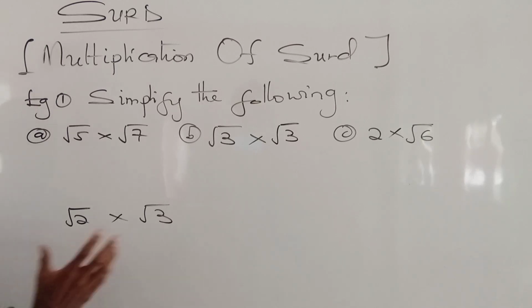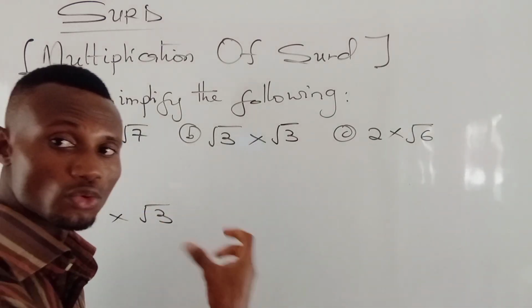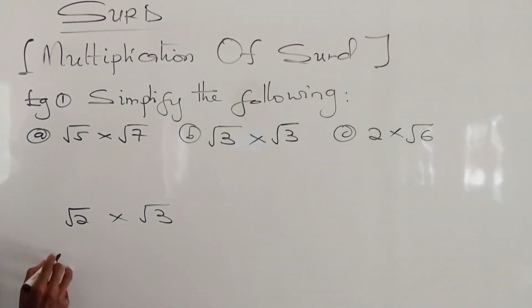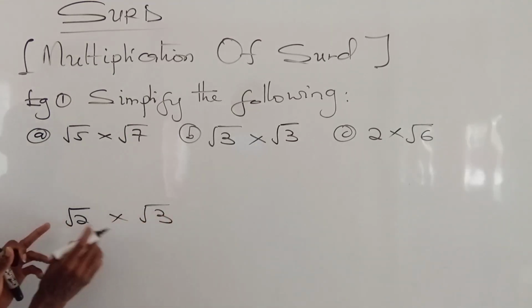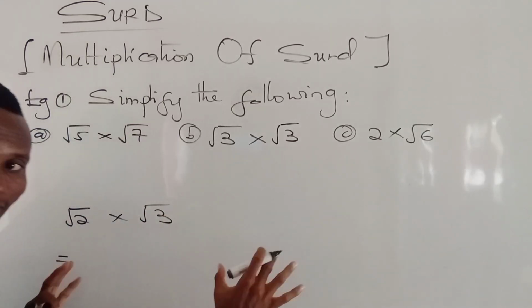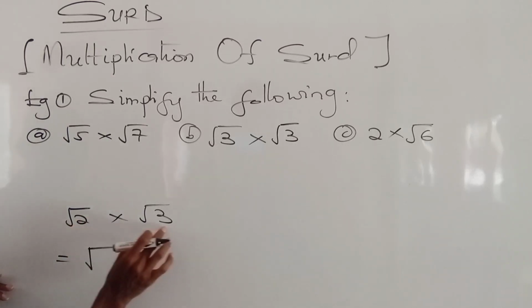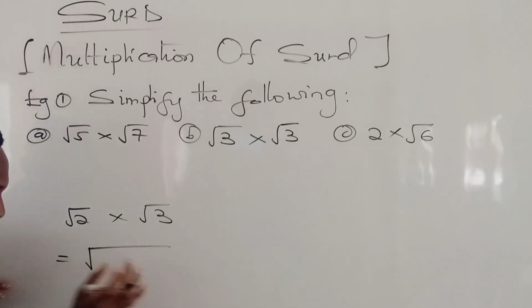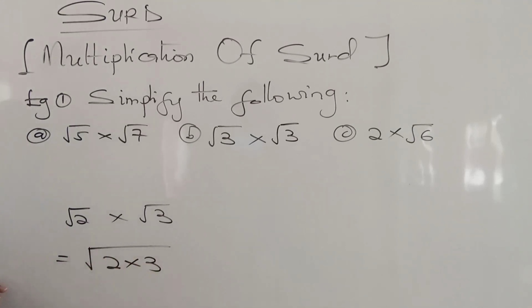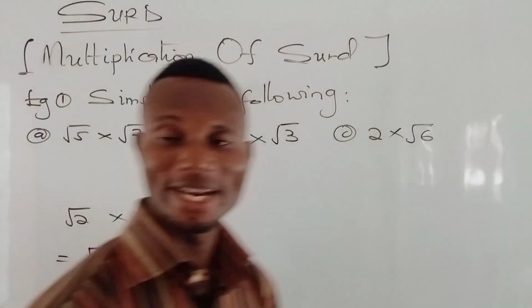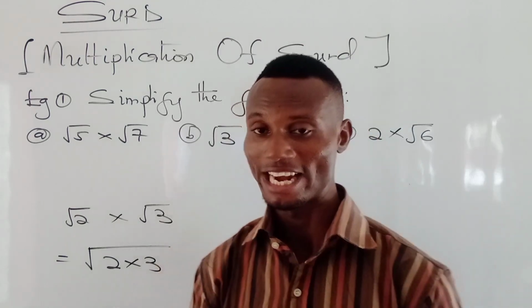So for you to simplify this one, how you handle it is that you are going to bring both values under the same square root sign. You write a square root sign like this, then the 2 times the 3, you bring it under one square root sign. That's how you simplify it. So it's going to be square root of 2 times 3. I hope the explanation is clear enough up to this point.